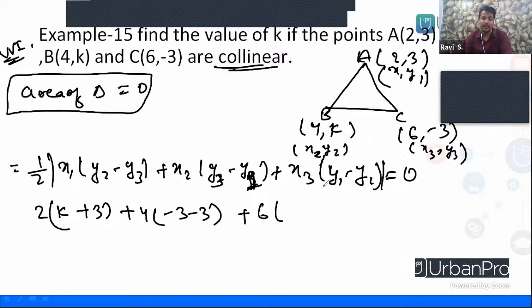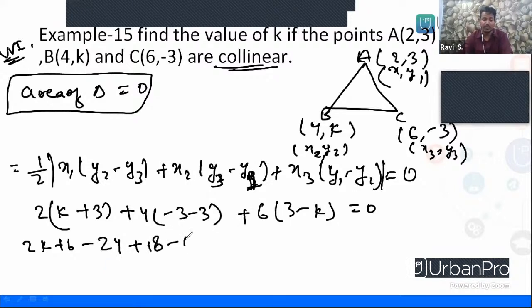So y1 is 3 minus y2, and y2 is again k, guys. That's it, and here is the 0. So multiply this thing, you will get 2k plus 6, and here minus 6 times 4, so this will give you minus 24, guys. Again here 18 minus 6k.